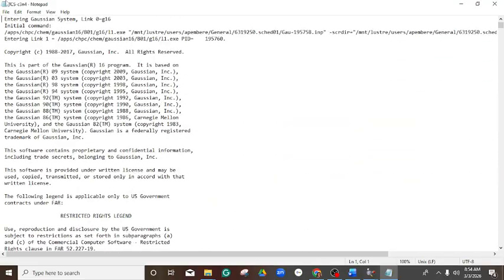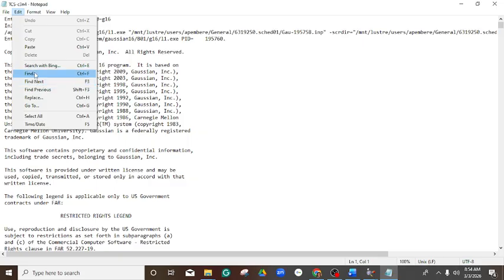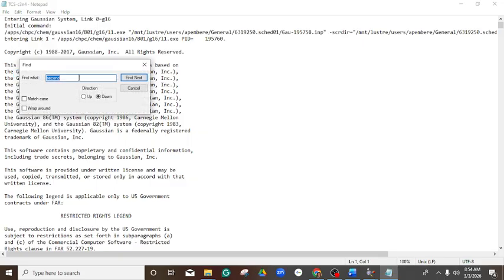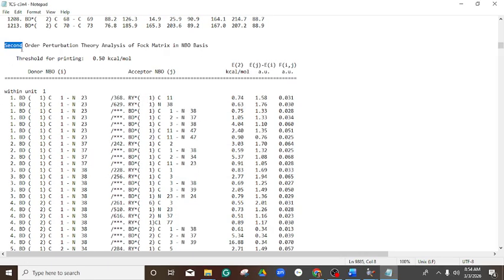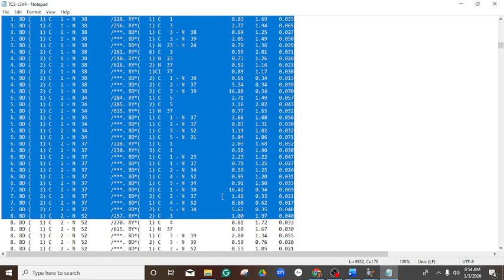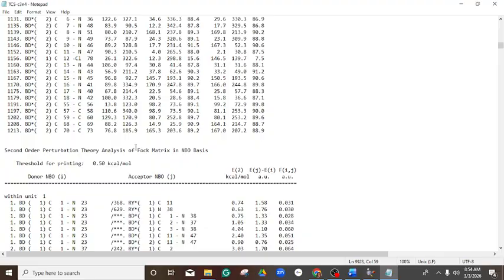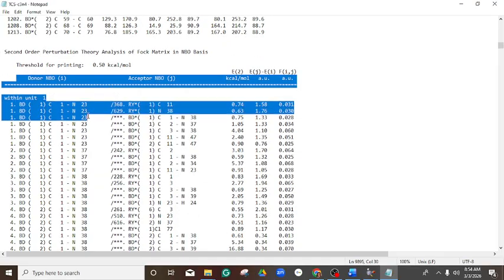What you want to do next is search, Control F, or find, search for "second", search down, find it. So you are at this table, second order perturbation theory analysis of Fock matrix in NBO basis. Basically this is how your NBO table should look. I am going to be explaining all these parameters.